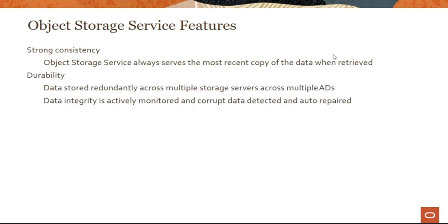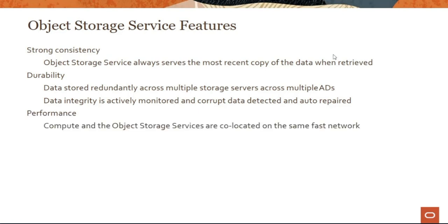As far as durability is concerned, like I said, data is stored redundantly across multiple storage servers, across multiple ADs. If it's not multiple ADs, single AD, data is stored redundantly across fault domains. In case of fault domains, we only talk about compute and databases, but some of the storage services also leverage that internally. So the data gets stored across multiple fault domains, so that even if one of the fault domains goes down, the other fault domains is still up and running. Data integrity is actively monitored and corrupt data detected and auto repaired.